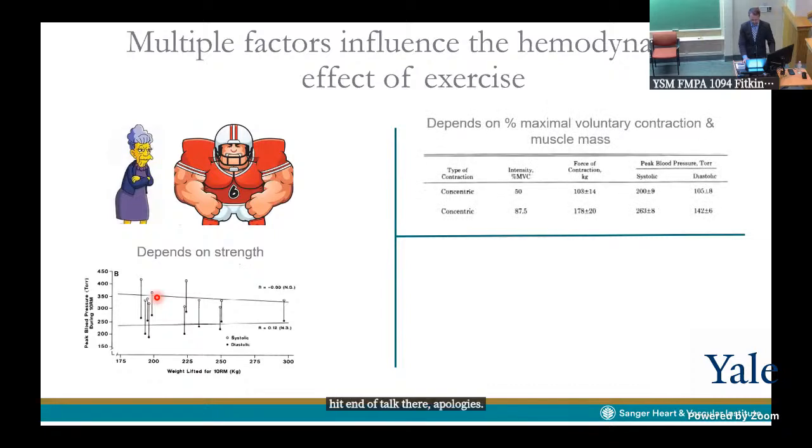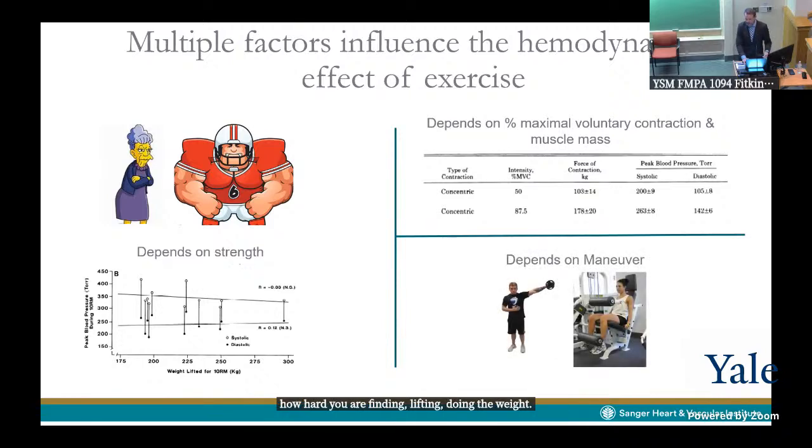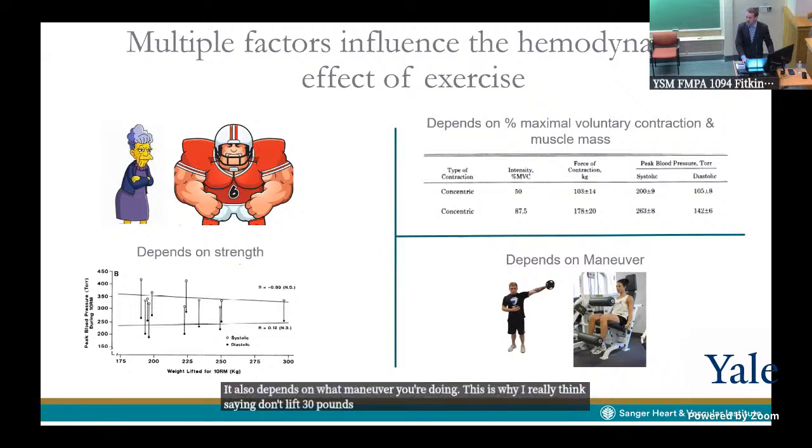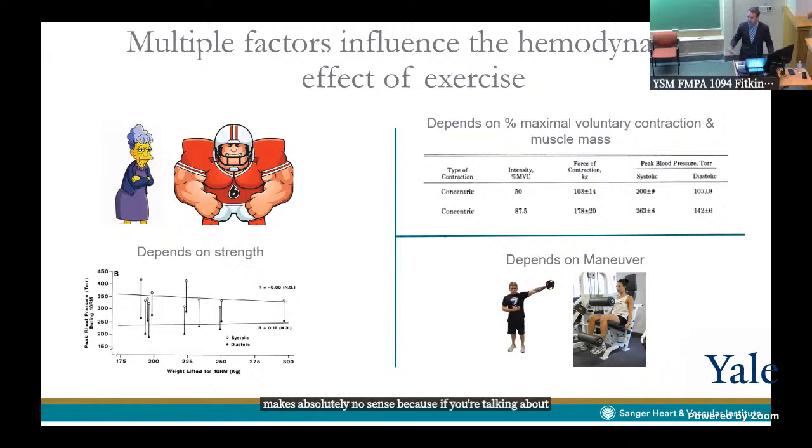Apologies. So then the other thing we should think about is the percentage of maximum voluntary contraction. How hard are you working to lift this particular weight? Because that actually impacts it as well. If you're using 50% versus 87%, as in this example, your blood pressure response is very different depending on how hard you find lifting the weight. It also depends on what maneuver you're doing. This is why I really think saying don't lift 30 pounds makes absolutely no sense, because squatting 30 pounds is very different than doing a lateral raise of 30 pounds. And that's going to impact your hemodynamic response.